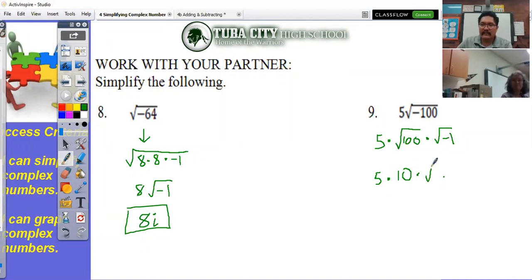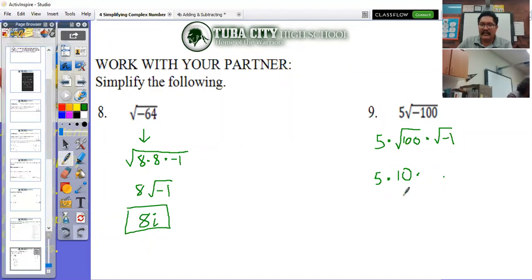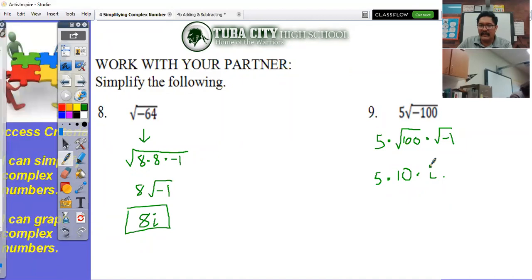And here I have the root of -1, which I'm going to evaluate so that I have i instead of the root of -1. I'm just going to put all these back together now. So 5 times 10 is going to be 50 times i. I just stick that on the end and we are done. We managed to evaluate everything so that none of the radicals are left over.